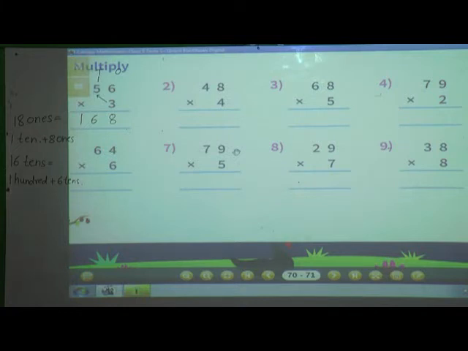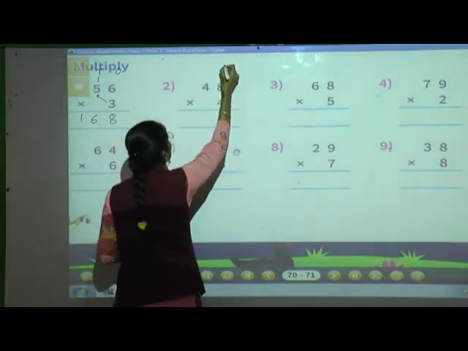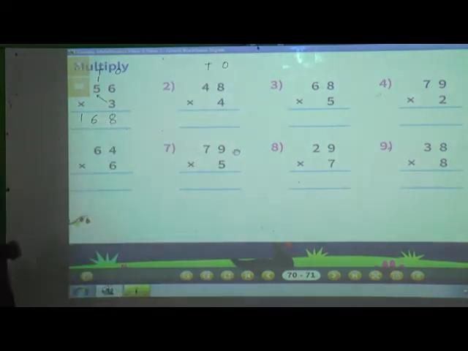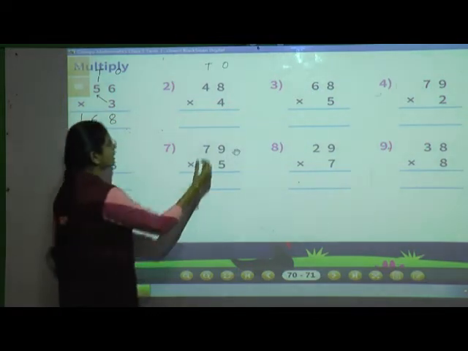See the second number. What are the numbers? Yes, 48 into 4. Again, first of all we will write the places. This is ones place, this is tens place because this is a 2-digit number. Okay. Now see, 4 into 8 ones. 4 8s are 32.